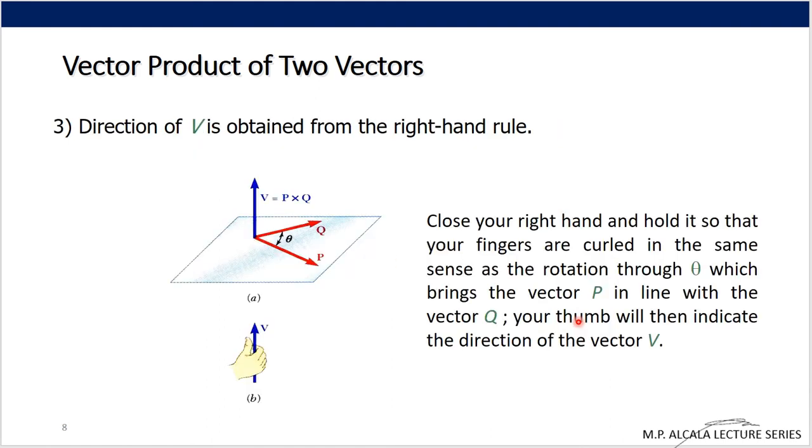Okay? So very basic. Just follow the instruction. Close your hand. Point your four fingers in the direction of P and then twist them toward the direction of Q. Where your thumb points will be the direction of your vector product, in this case vector V. So the thumb will indicate the direction of vector V.